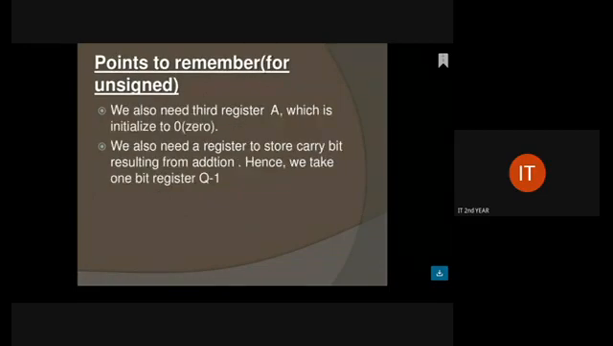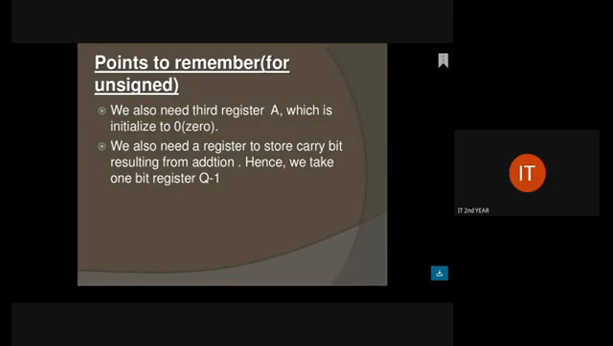Next, we also need a third register, called A. We name it the accumulator register. We already know the benefit of the accumulator register. Whenever we do not mention the name of a register explicitly, the default register assigned will be the accumulator. This accumulator is initialized to the value 0 while we are dealing with Q and M.